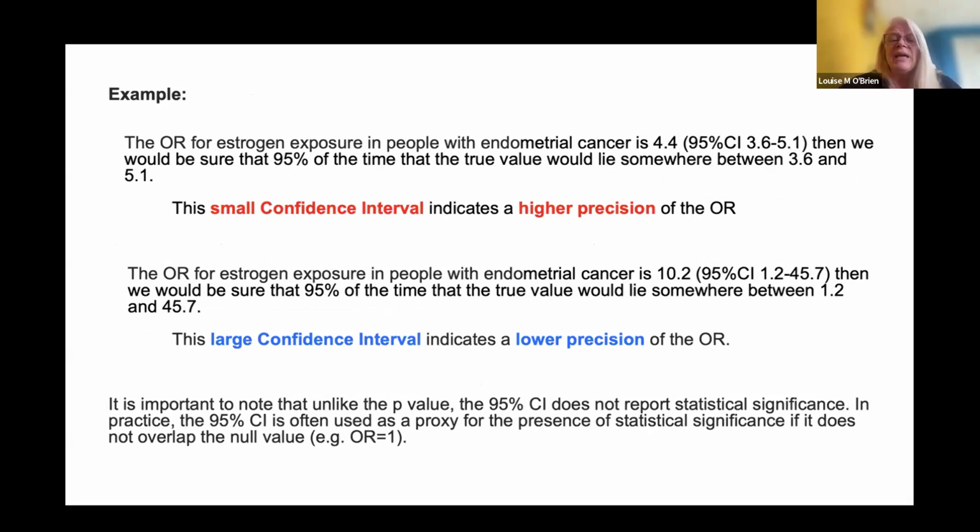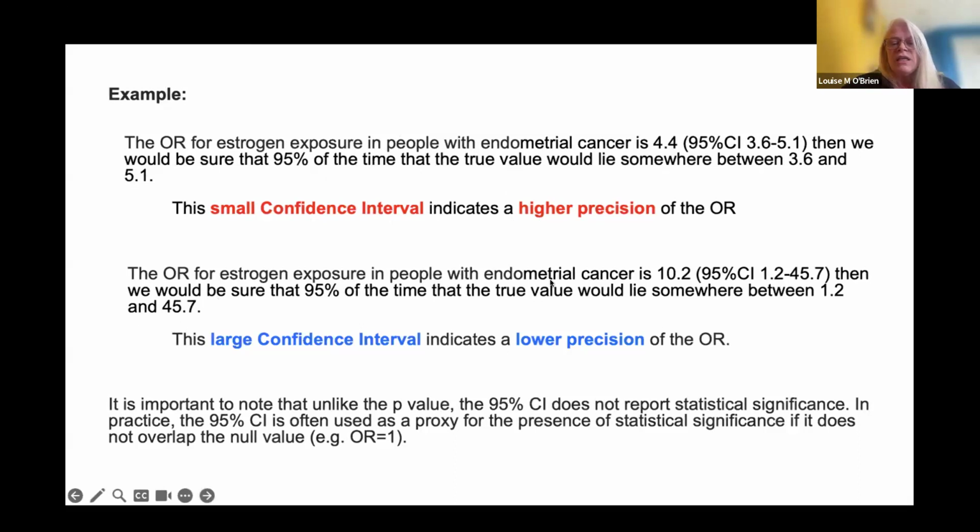Okay. So what that means is that we can be pretty sure that 95% of the time, the real value would lie somewhere between 3.6 and 5.1 if we did that study again and again. We got 4.4, but we might get 5, we might get 3.9, but it's going to fall in that band somewhere. So a small confidence interval means you have a higher precision of your odds ratio or your relative risk, whatever you're doing.